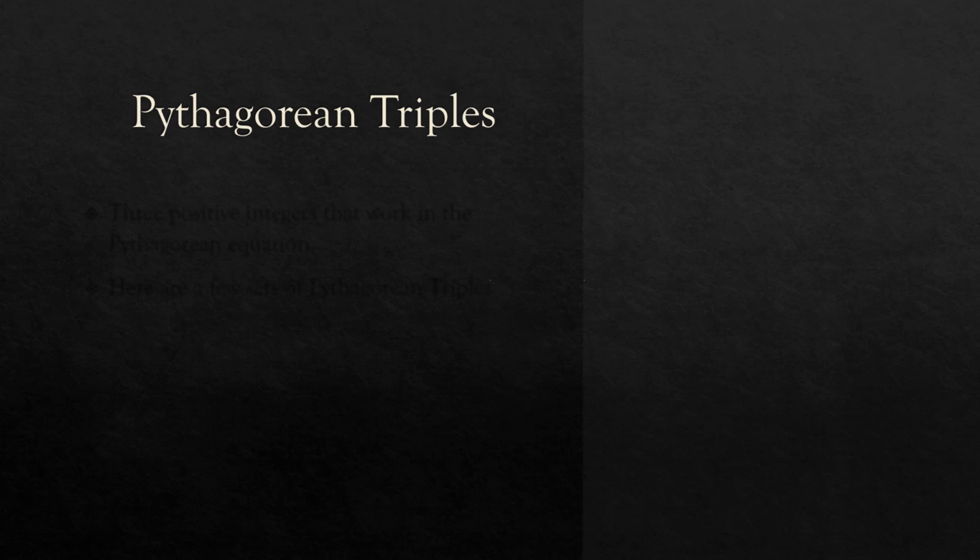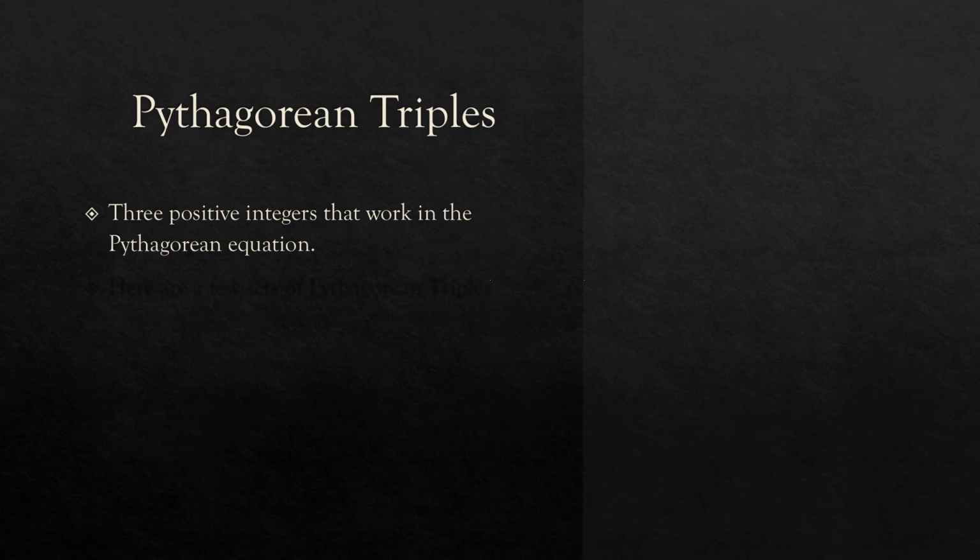So the three numbers that work in the Pythagorean equation are often called Pythagorean triples. So, three positive integers that work in the Pythagorean equation. Here are a few sets of Pythagorean triples.